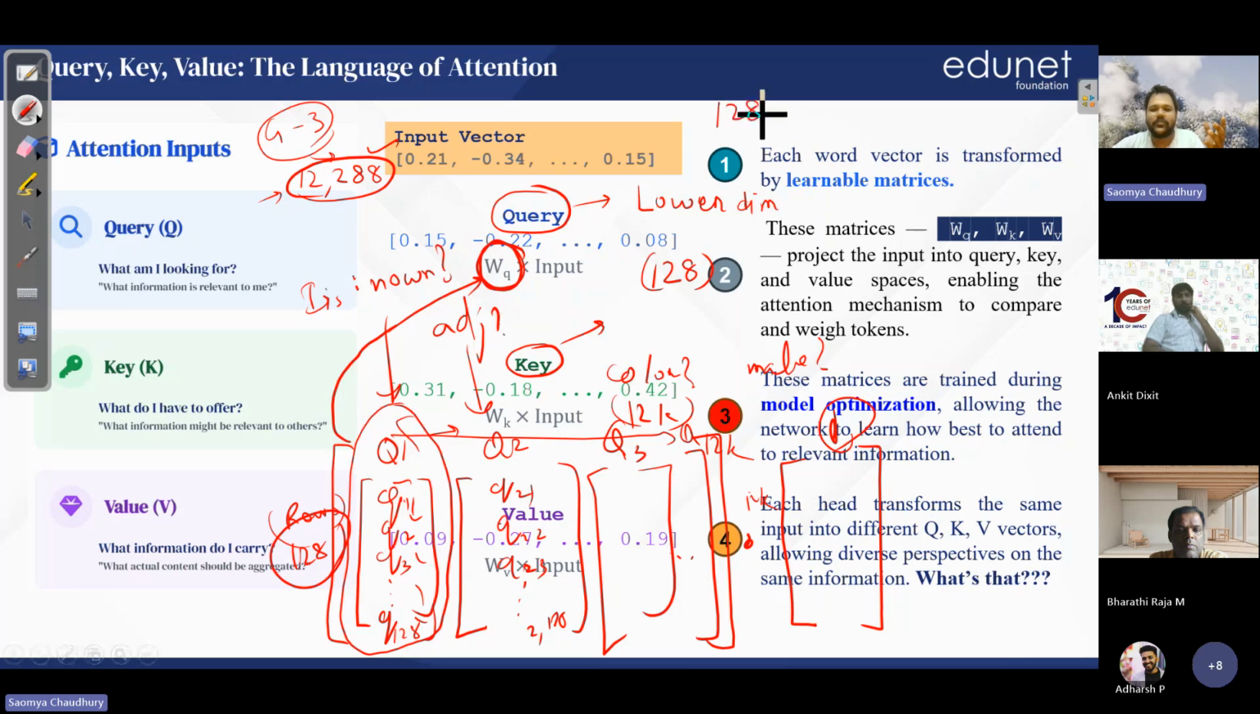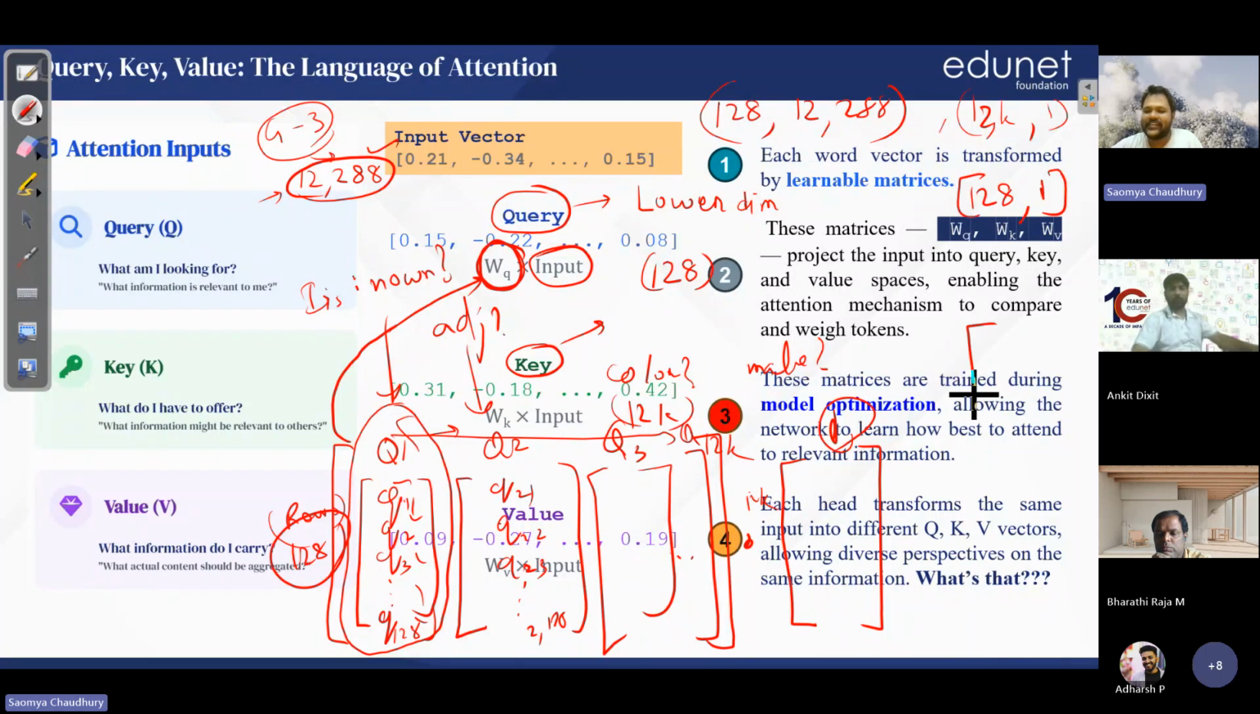If you talk about the complexity, it has 128 rows and 12,288 columns, right? That is the size of the query matrix I'm talking about here. And this input is a single dimensional vector which you have put in. It is safe to say 12K comma 1. If I do the operation, you end up with 128 comma 1. That means one vector representing 128 words. Did you get it, sir?